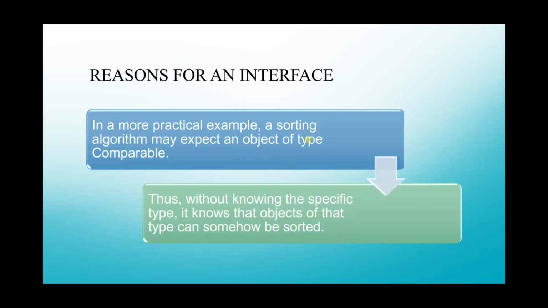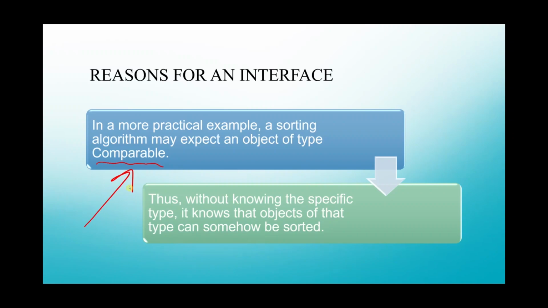So in a more practical example, a sorting algorithm may expect an object of type comparable. Why? Because when you sort, you need to compare two entities, two objects, right? Because how would you sort numbers if you don't compare them to each other, right? So if you're talking about objects, not just numbers, then you should have them as comparable.